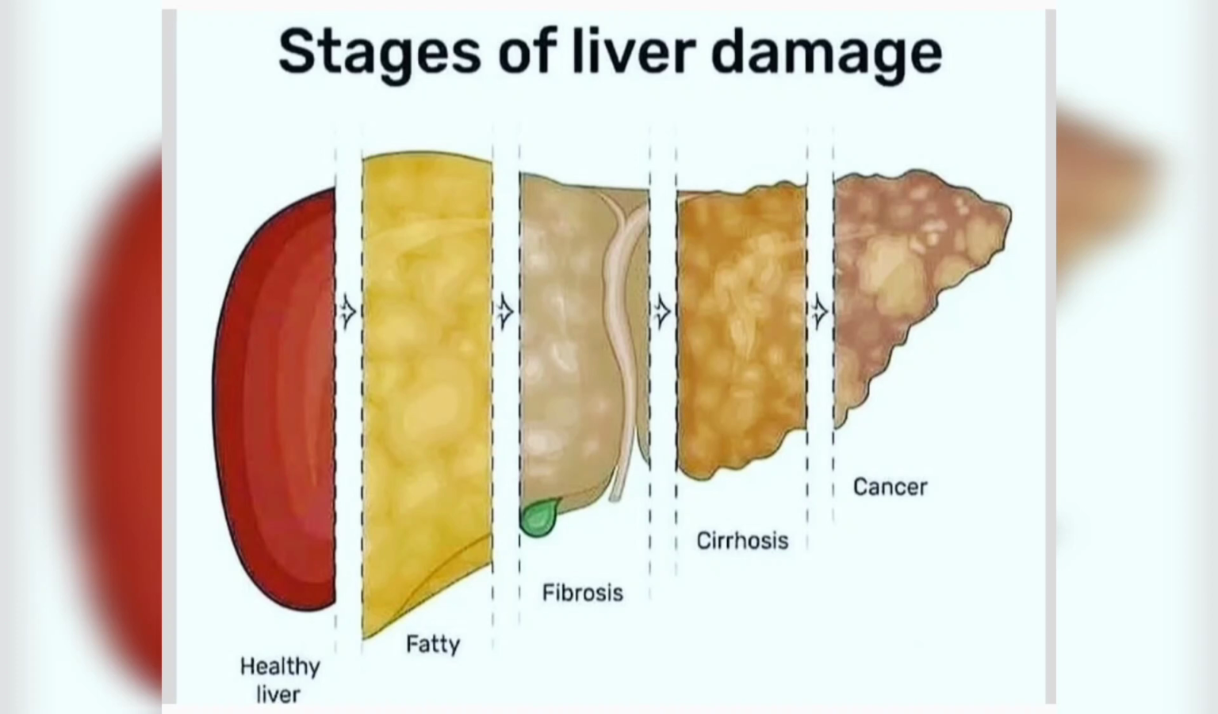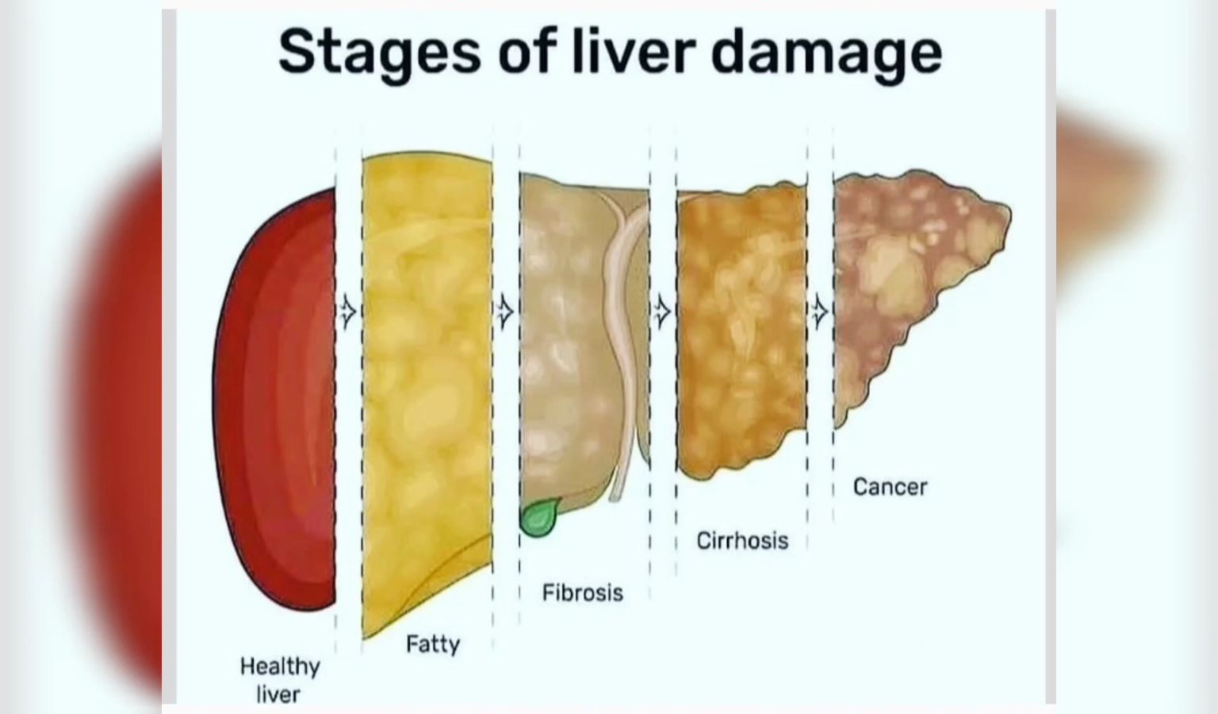So today we are going to study about the different stages of liver damage. There are main four stages of liver damage. The first one is healthy liver, that is shown like a red color. Then the second one is fatty liver, and when we come across the third stage of the liver damage, that is known as fibrosis. When it comes to the fourth stage of liver damage, it is known as cirrhosis.